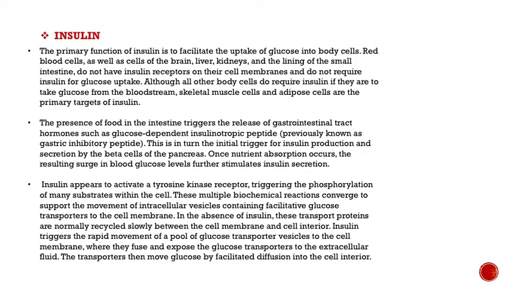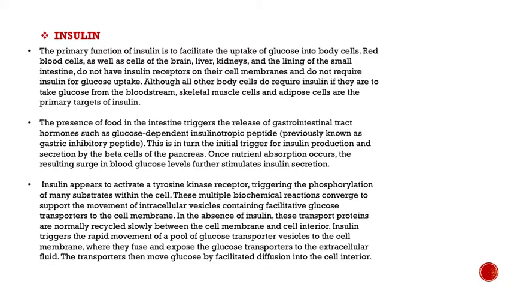Next, we have insulin. The primary function of insulin is to facilitate the uptake of glucose into body cells. Red blood cells, as well as cells of the brain, liver, kidneys, and the lining of the small intestine, do not have insulin receptors on their cell membranes and do not require insulin for glucose uptake. Although all other body cells do require insulin if they are to take glucose from the bloodstream, skeletal muscle cells and adipose cells are the primary targets of insulin.